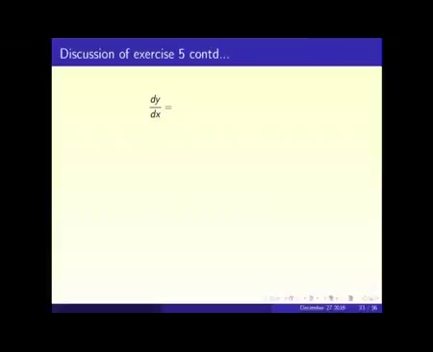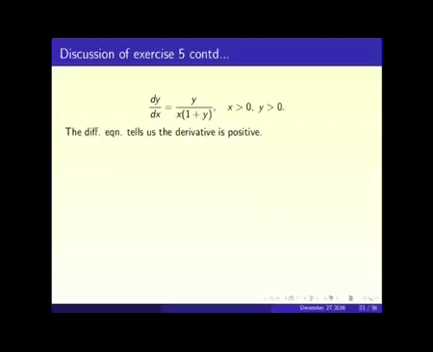The next question was, what happens as x goes to infinity? What happens as x goes to infinity? Well, first of all, notice that the differential equation was dy by dx. Let me just write it here for you. Just dy by dx equals y upon x into 1 plus y, right? That was the differential equation. And where are we? Where x is positive and y is also positive.